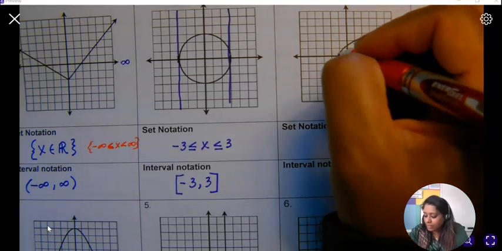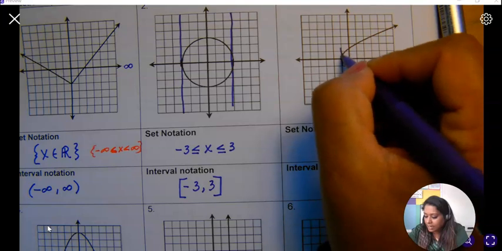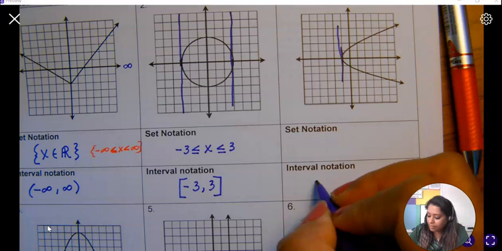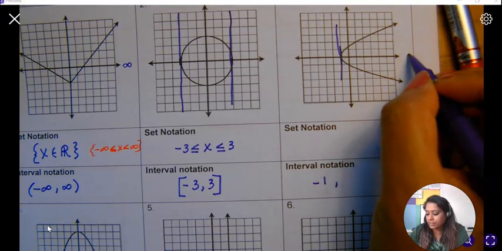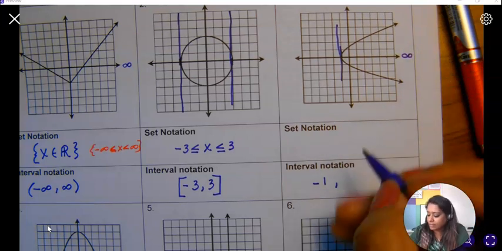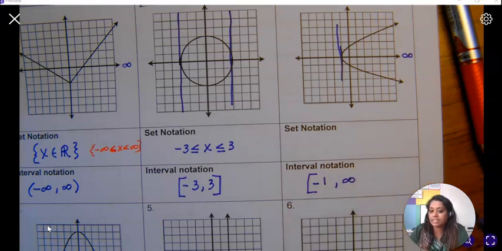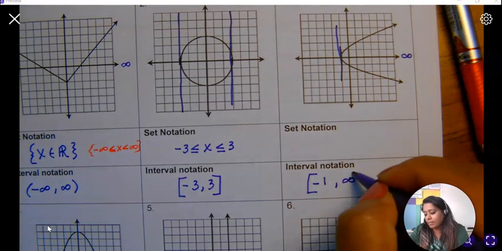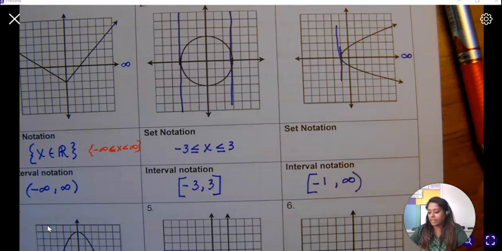So the starting point on the x-axis looks like it's at negative 1. Okay? And the stopping point, well, it keeps going to the right, which is positive infinity. It's actually touching it at x equals negative 1, so I'm going to put a closed bracket, and then I'm going to put an open bracket here to show that infinity is always open.